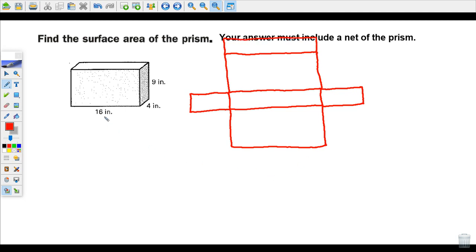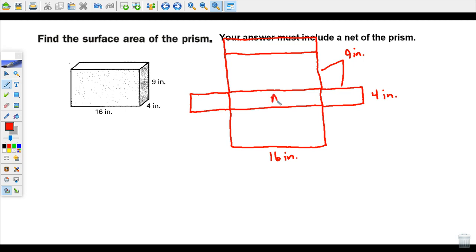And to finish my net, I just need to add the dimensions. So go back to the bottom. Here was the bottom. It was 16 inches on this side, so I'll put that at the very bottom to show that all of these are 16 inches. And on this side, it was 4 inches. So again, I'll put it all the way over to the side to show that all of these are 4 inches. The only thing that's left is this 9 inches, which is what these two sides are both. And there's my net.